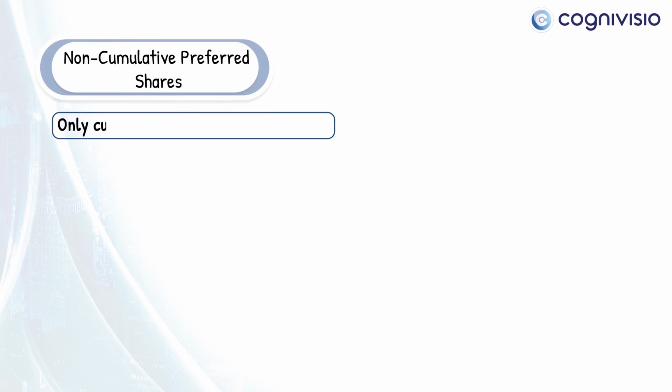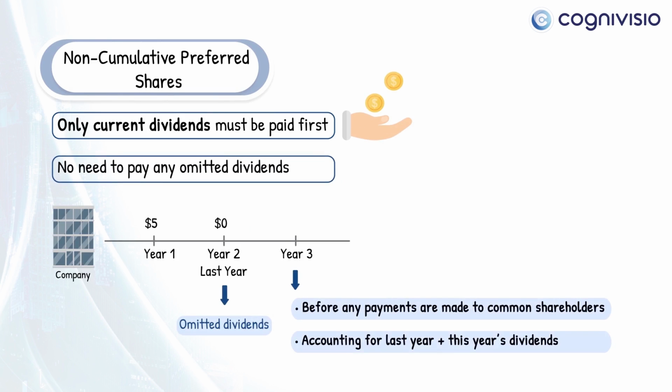On the other hand, for non-cumulative preferred shares, only current dividends must be paid to preferred shareholders first. Therefore, there is no need to pay any omitted dividends. Referring back to our previous example, if the shares were non-cumulative, the company would only have to pay this year's dividends of $5 per preferred share.